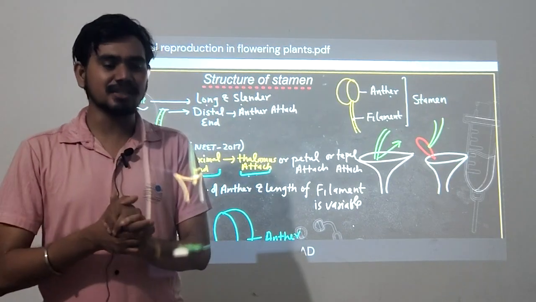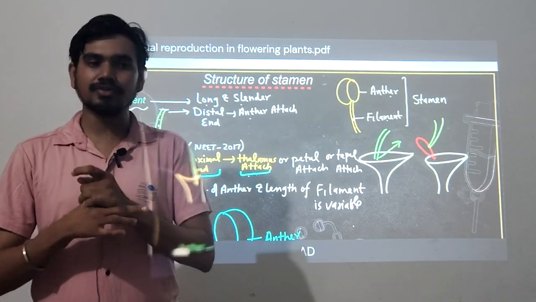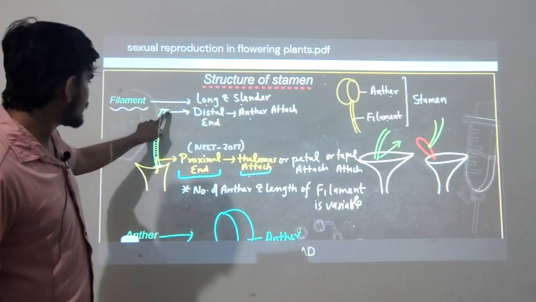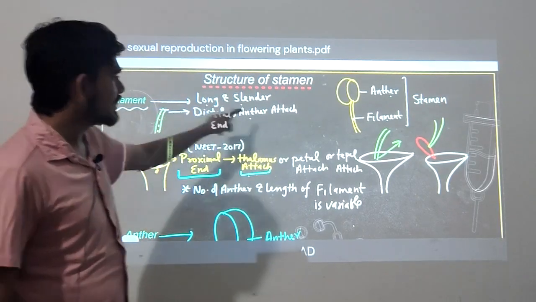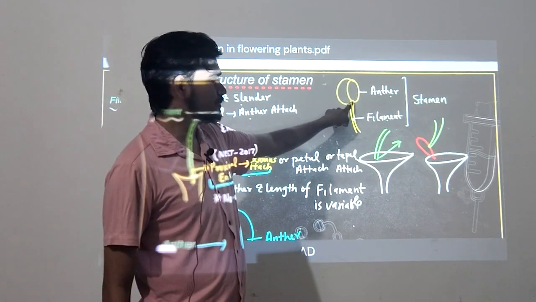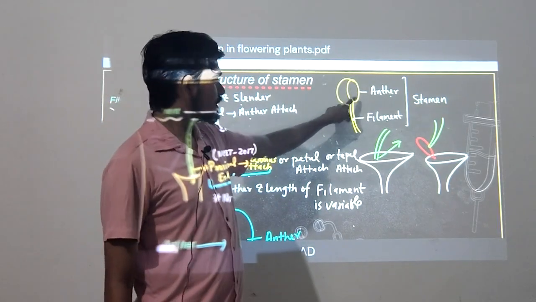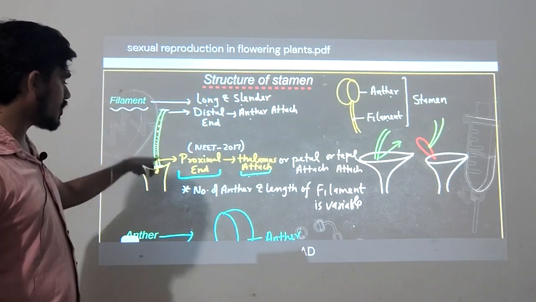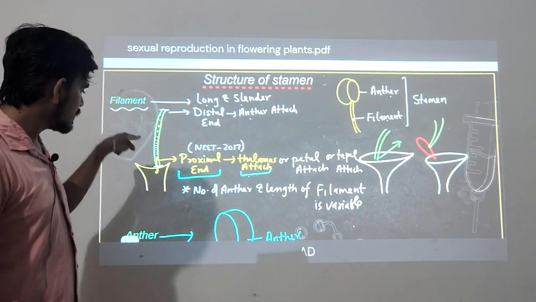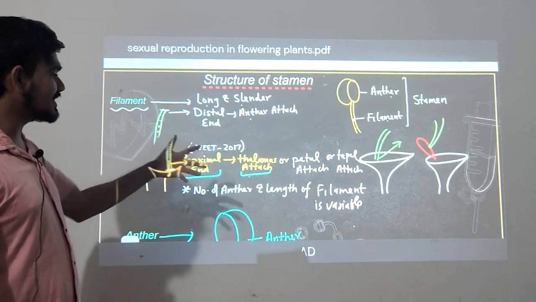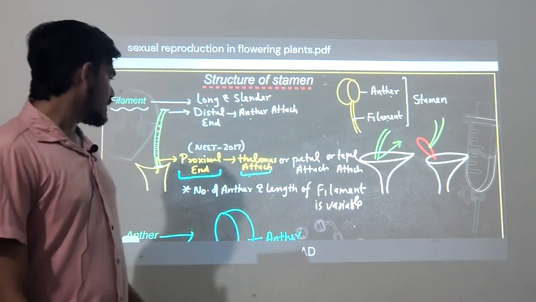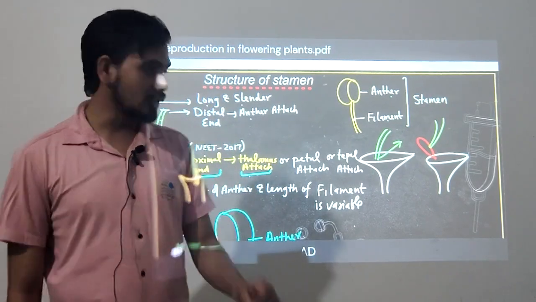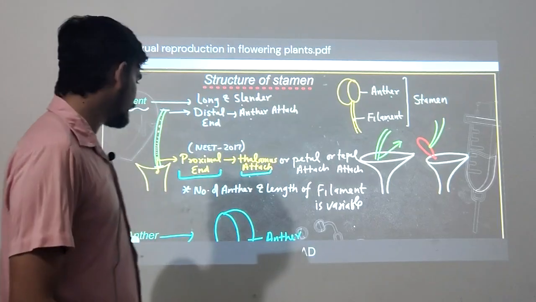In NEET 2016 they asked a question about the filament. Let us try to understand. The part connected to the anther is called the distal end, and the basal part of the filament, called the proximal end, is connected to the thalamus or petal. In NEET 2016 they asked: the proximal end of the filament is attached to what? The answer is thalamus or petal.